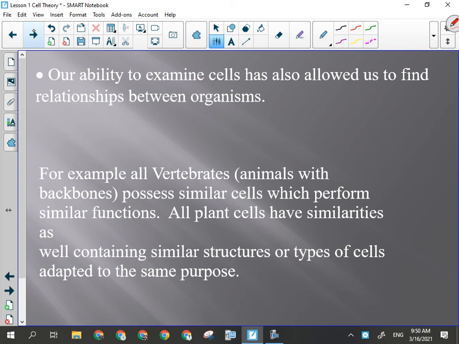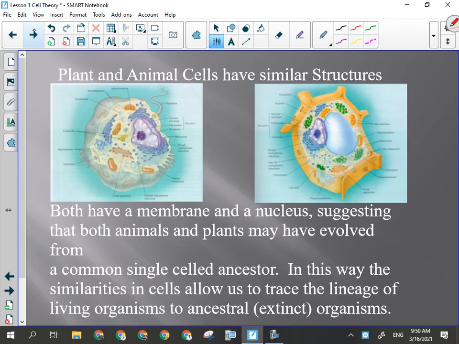So if I'm looking at a plant cell and an animal cell, there are obvious differences. A plant cell has a cell wall, and an animal cell doesn't. A plant cell has these green chloroplasts, the animal cell doesn't. But beyond that, are there a lot of things the same? They both have a nucleus. They both have a Golgi apparatus. They both have smooth ER and rough ER. Don't worry, we're going to go over all those parts and what they do later.